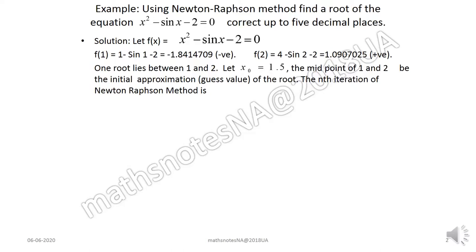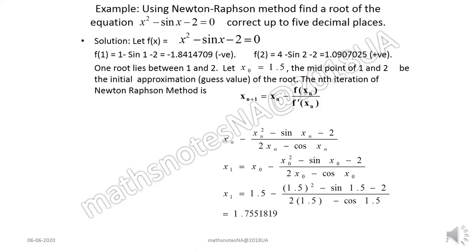the root, and we use the nth iteration Newton Raphson formula, which is x(n+1) is equal to xn minus f(xn) upon f dash (xn). We substitute values on right hand side, and so we see xn minus, here we put f(xn), it means function value at xn. So xn square minus sin xn minus 2 upon derivative of function. Derivative is 2x minus cos x. So we put 2xn minus cos xn.